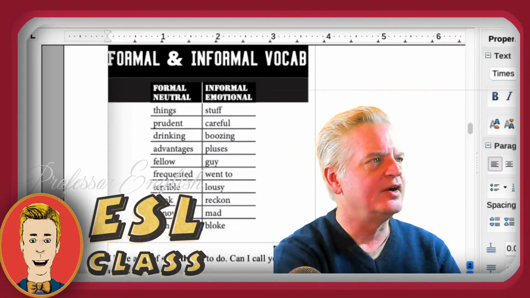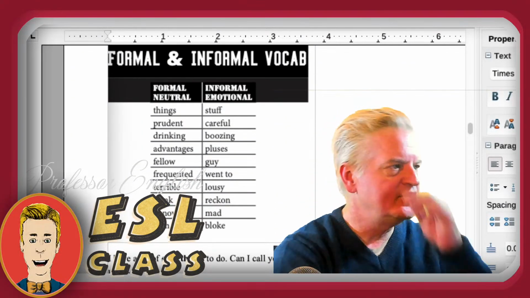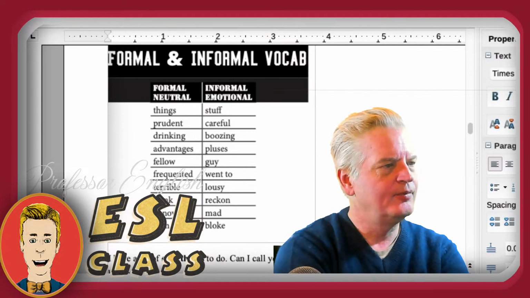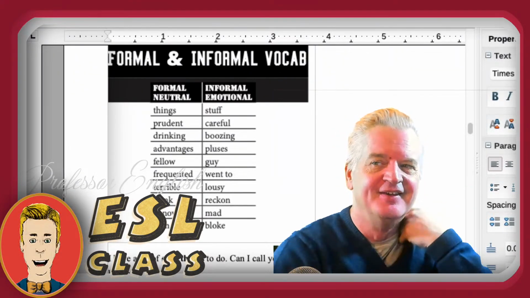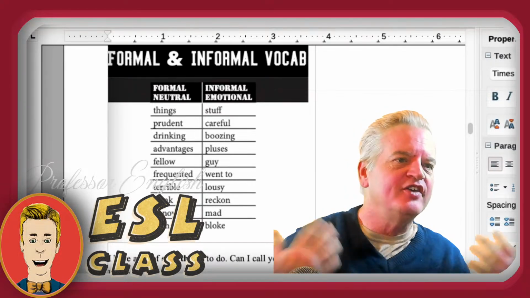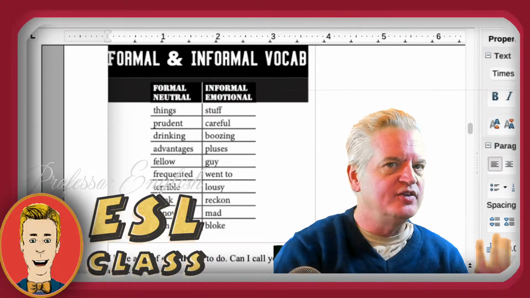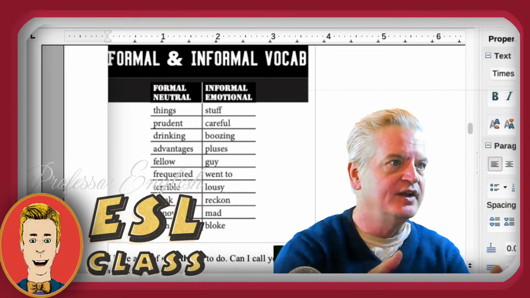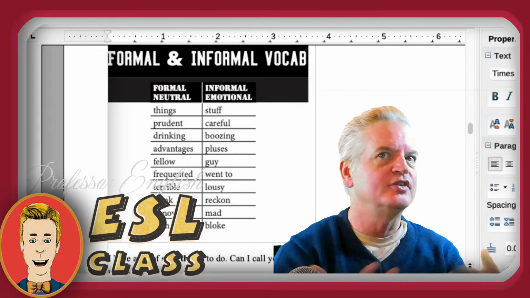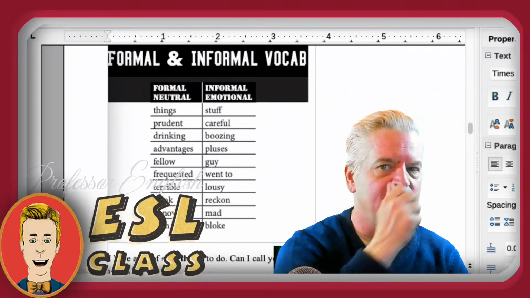So according to the chart, what is a synonym for drinking? Drinking alcohol, not drinking other things. This is just drinking alcohol. Boozing, and that's a very funny word. If you are not a native speaker, this is from a book. I'm not creating this myself. I had to teach these synonyms from a book when I was teaching a class.